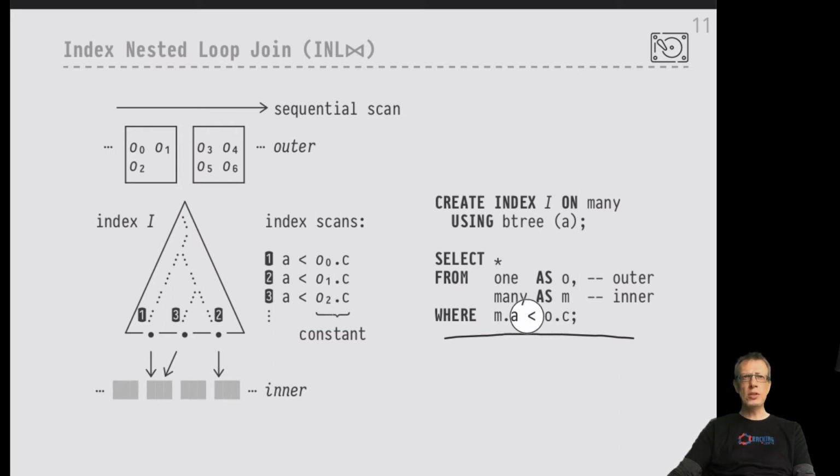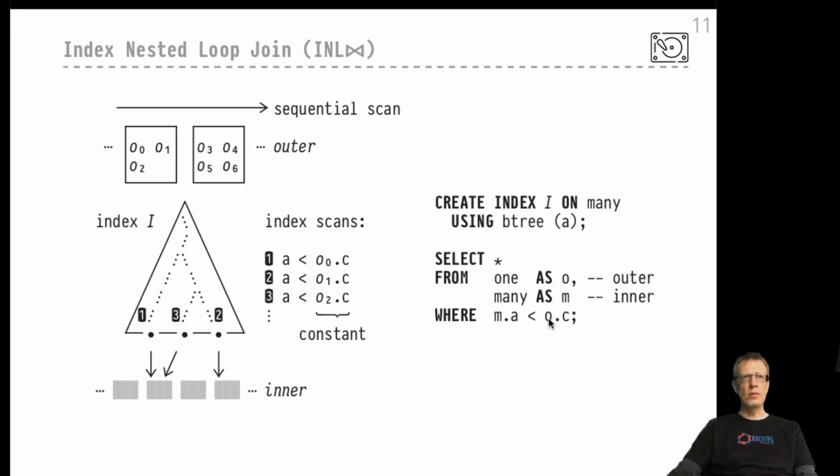Is the join predicate here, but it will turn into an index condition if we consider O.C as a constant. All right, so then the index condition will read M.A less than constant. Index I, the ordered index on the column A of table many, will be able to support this particular index condition. All right, so this is what will actually happen. We will scan over the rows of our outer table. We will consider O0, then O1, then O2. But let's say we are currently considering O0.